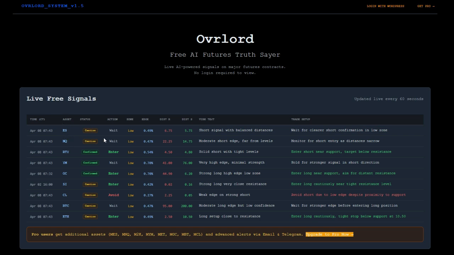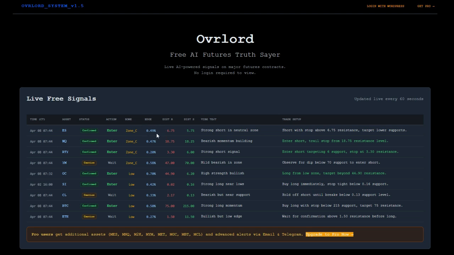So looking here really quick, just looking at ES, we have a caution where action is a wait, the zone is low, the edge is 49%, the distance from resistance is 6.75, the distance from support is 5.75. We have a strong short in neutral zone. See, look, we have zone C. We have a short with stop above resistance, and we want to target the lower supports.